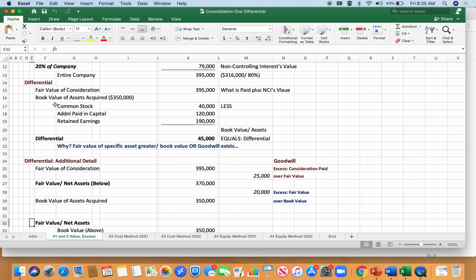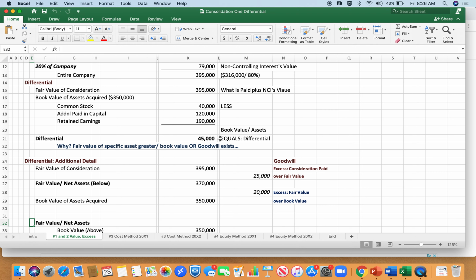We're really buying the book value of the assets acquired, which is also the equity section of the balance sheet for the subsidiary. That's what's being paid for. So in my scenario, common stock, additional paid-in capital, retained earnings, we add all that up. That's the book value of the assets acquired, $350,000. You're buying the equity section of the balance sheet. $395 less $350 is $45,000, or a differential.